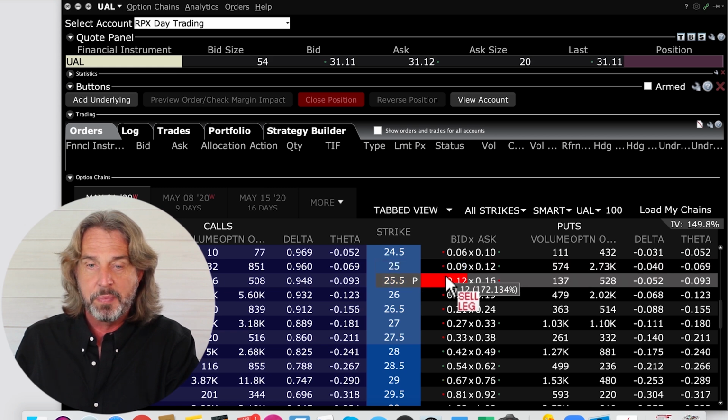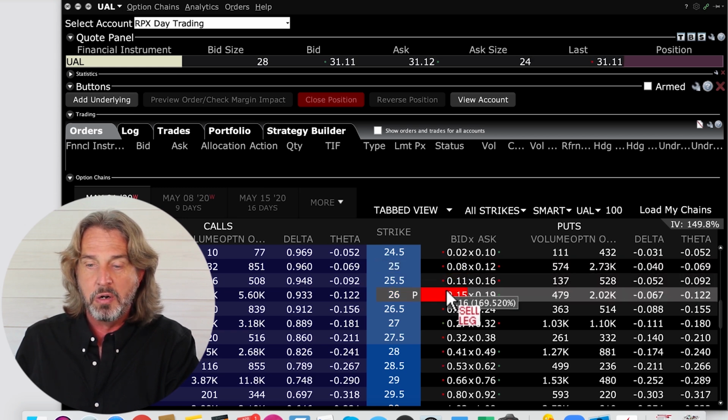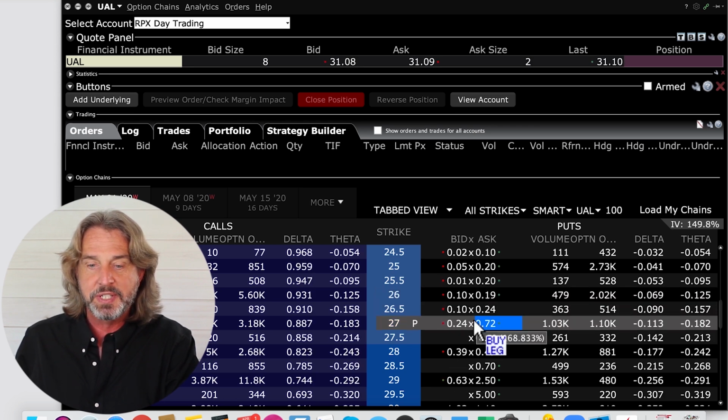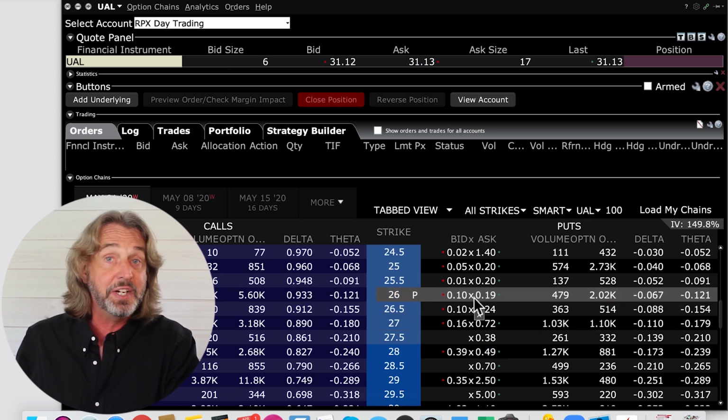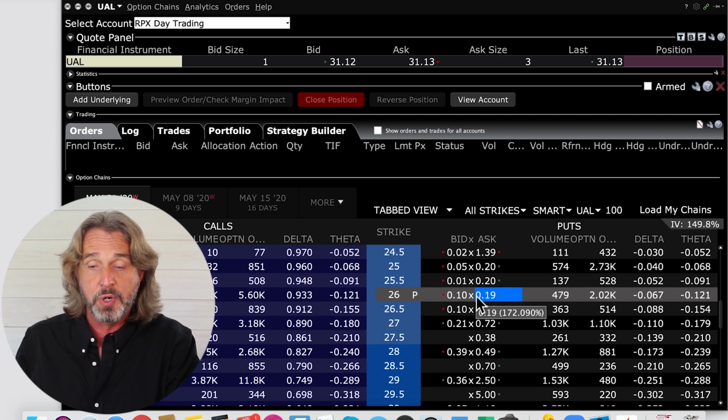So here, for example, with a delta of 0.67, that's a 90% probability of success. It can actually go to 27. That's more than a 10-15% move. Let's try this. Let's just see if we could get enough premium here. I would try to sell this one.